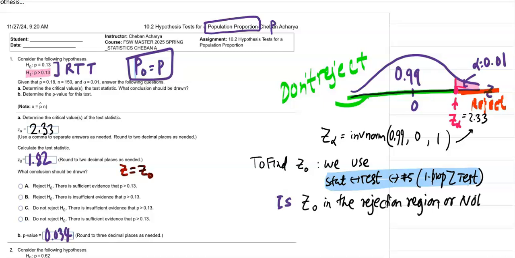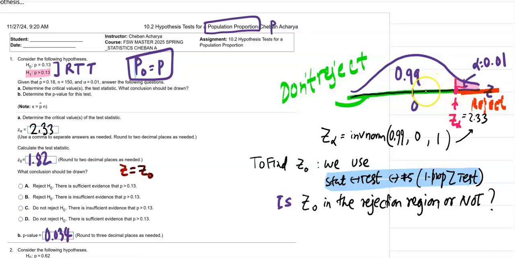That's what you're looking for. If Z0 is in the rejection region, also called critical region, by the way, then you reject the null hypothesis. If Z0 does not belong to the rejection region, do not reject the null hypothesis. So that's what I'm checking here. So what does 1.82 belong to? Obviously 1.82 belongs to here, right? Since this is 2.33, 1.82 is somewhere here.